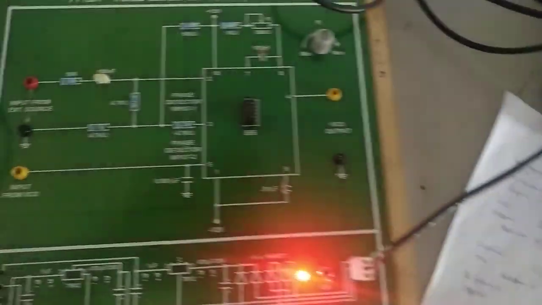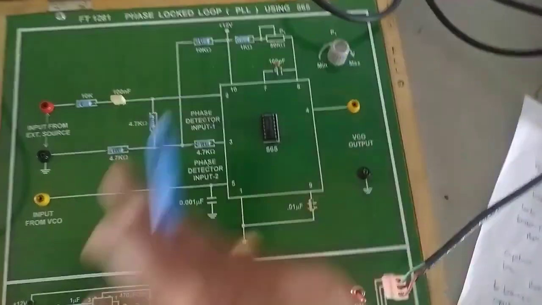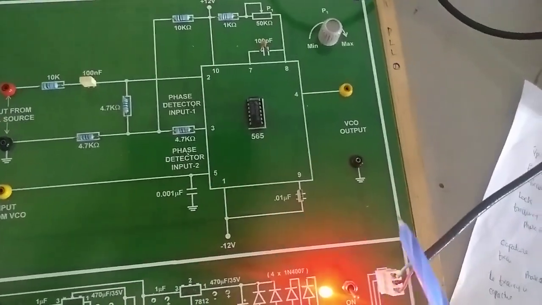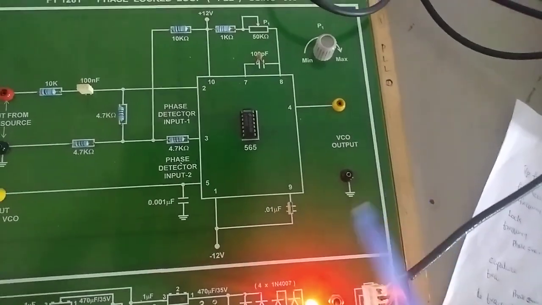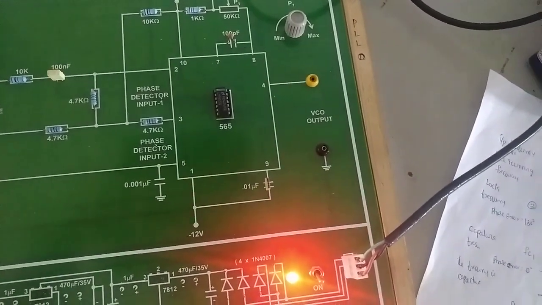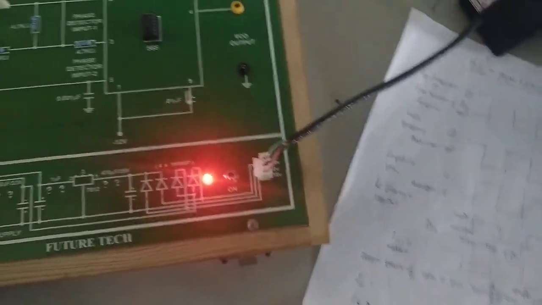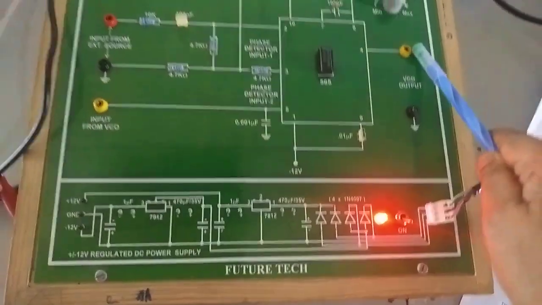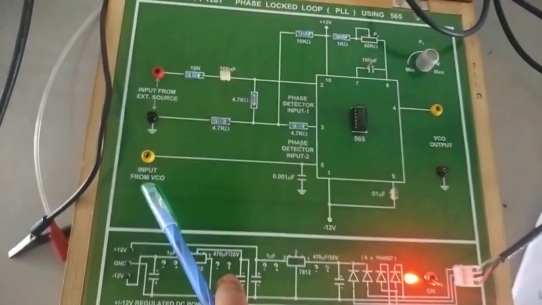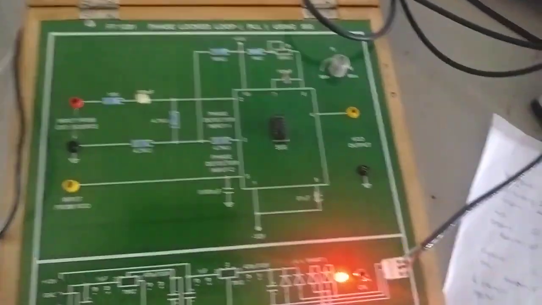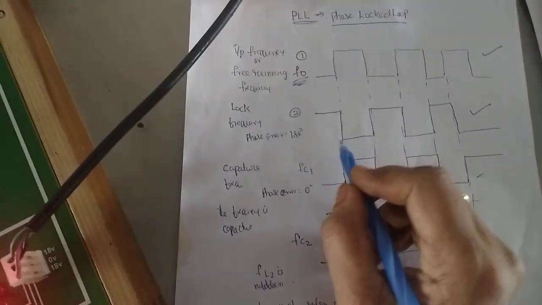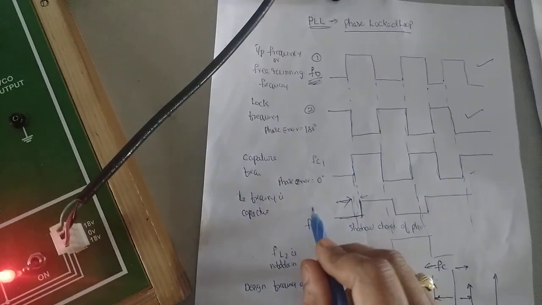What does free running frequency mean? The system is designed to generate a free running frequency, that is F0. Once you apply a signal through a function generator and connect a feedback from the VCO output to the VCO input, if you observe the waveforms, you observe two things: one is the lock range, the other is the capture range.